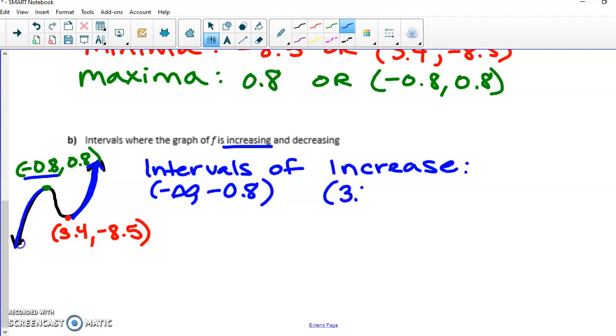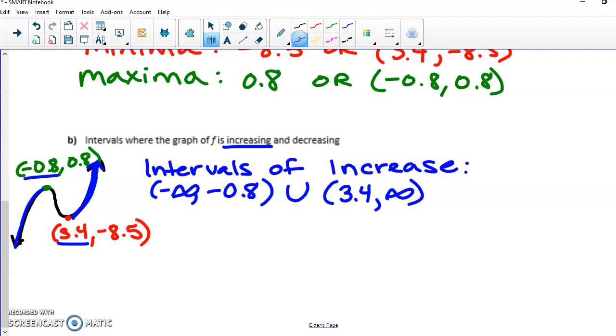Our x value of our minima tells us that our y values are going to increase if we're to the right of that, or if we are greater than that 3 4/10. And we want to bring those two together, so that would be a union that allows those two intervals to come together to tell the reader this is where our polynomial graph is increasing.